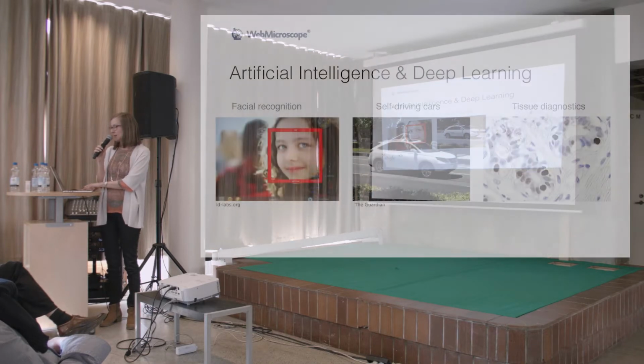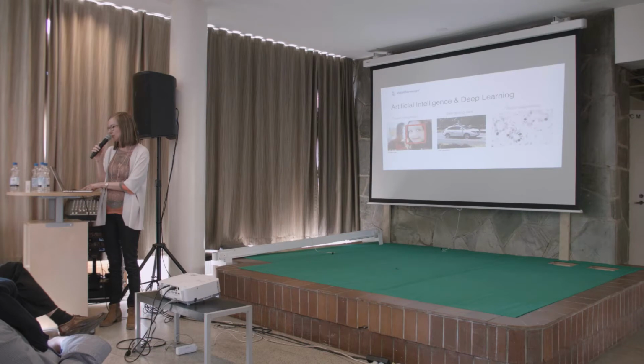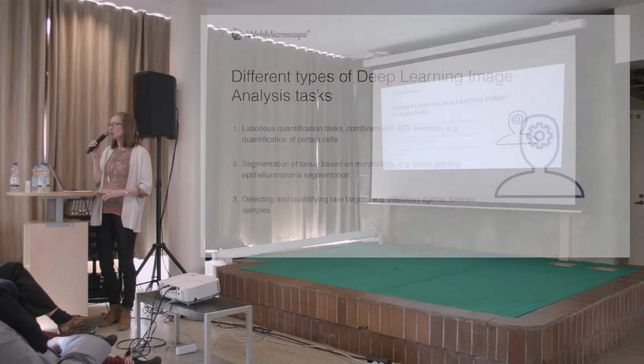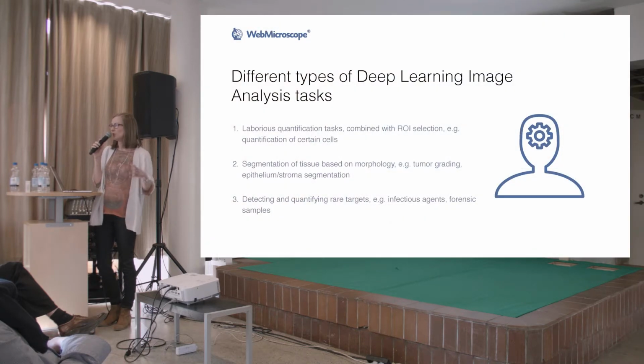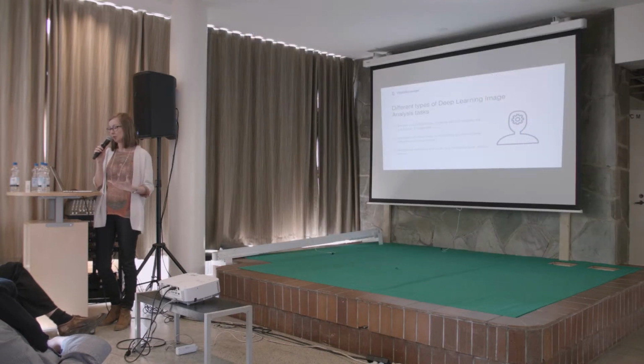And yes, so we're using these deep artificial neural networks here to teach how certain targets look like in a tissue sample. I'm going to show you a few examples. But before that, we're actually developing specific neural networks for each specific target separately. And these can be, for example, laborious quantification tasks of certain cells or certain stainings in a sample. We can also segment the tissue based on morphology, and this is something completely novel to this market.